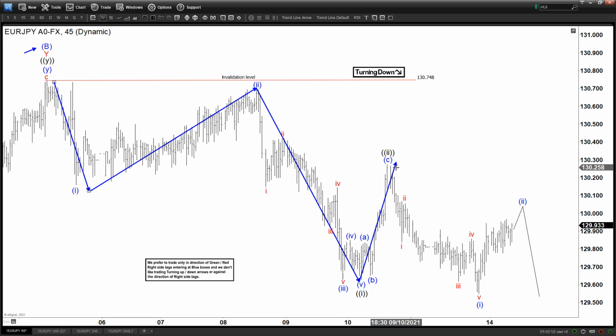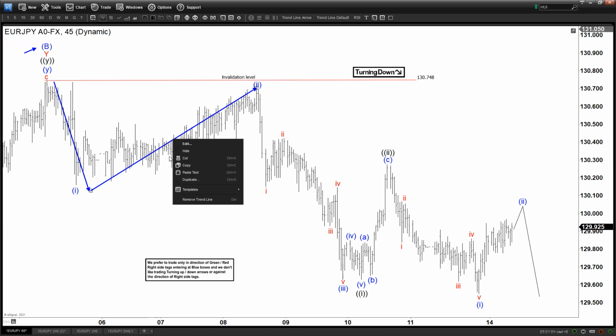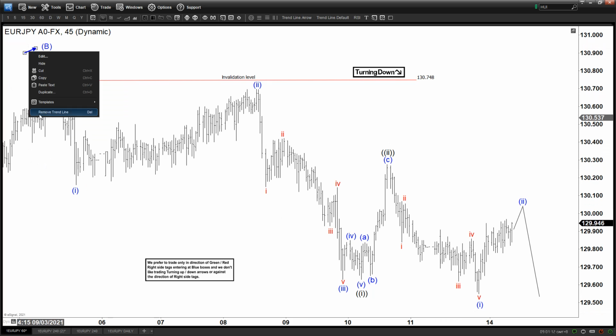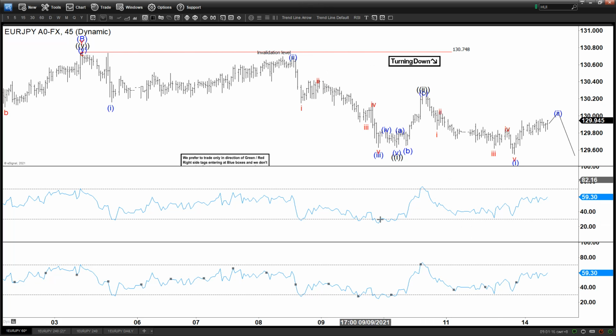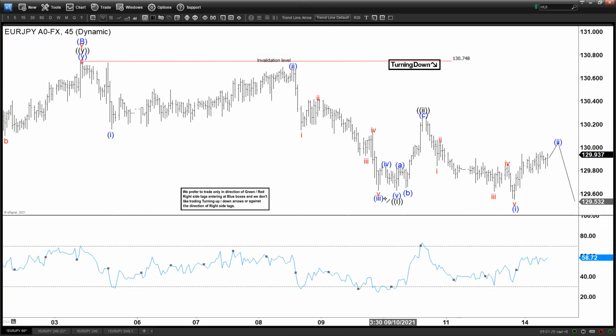It looks like a 5 swing, which is technically an incomplete sequence. Even if you are bullish the Euro Yen, because you got a 5 swing here, a shorter cycle seems to me, it suggests another leg lower is likely. Alright, let's take a look at the RSI. Now you can see a divergence right here.